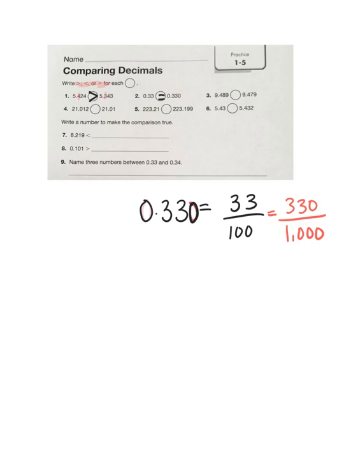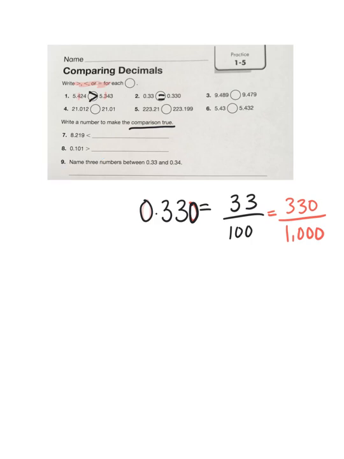Okay, now for numbers 7 and 8, you are going to come up with your own numbers to make a true comparison. So you need to fill in the blanks here. For number 7, you're going to come up with a number that is greater than 8 and 219 thousandths. For number 8, you're going to come up with a number that is less than 101 thousandths.